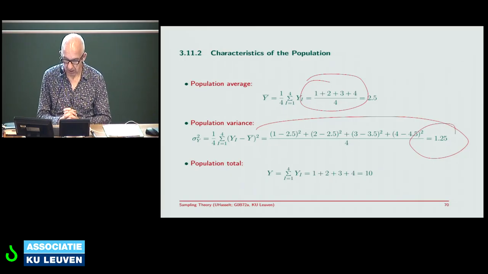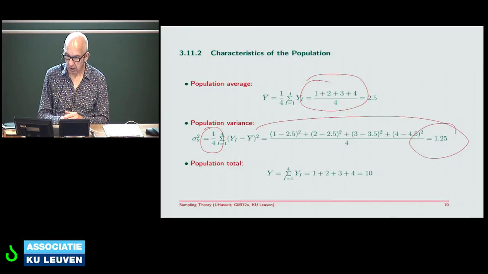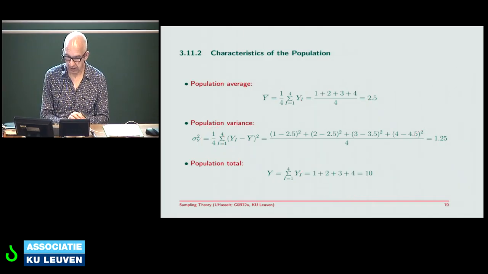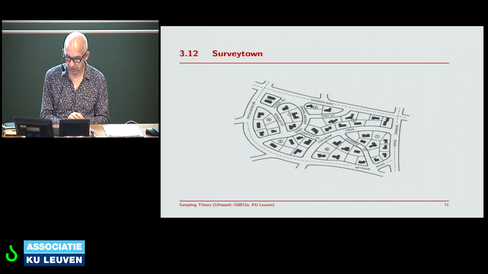Oh yes. And there are people who may say, but you divide by 4, you should divide by 3. Correct when later we look at estimators. But because this is the population where everything is known and nothing needs to be estimated, we can just as well divide by 4. So 1.25. Population total is the sum of the 4 units, and that gives us 10, of course.